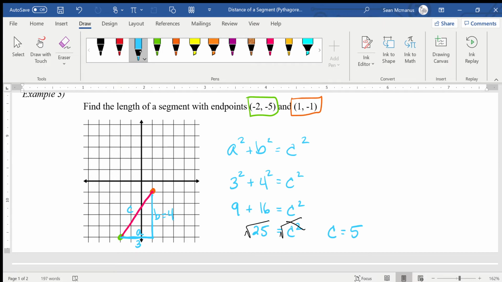What number times itself would give me 25? Right? And we're measuring things, so it's only going to be positives, right? -5 times -5 would also give me 25, but that's not going to work here because we're measuring how long something is. We're not going to have negative distances. So C is 5. It's 5 units.